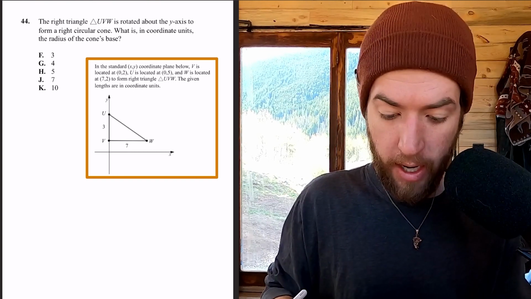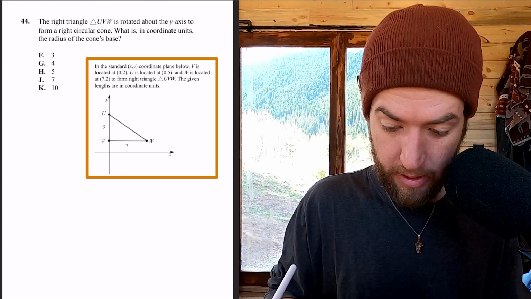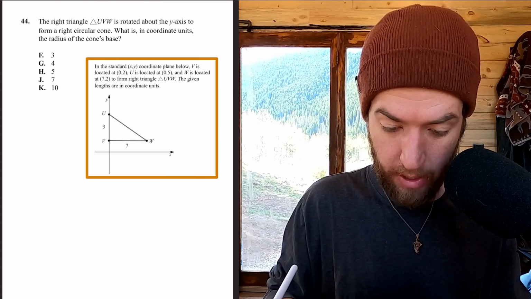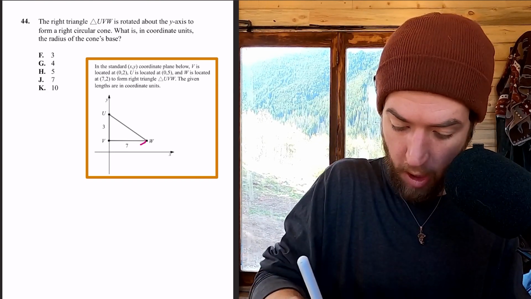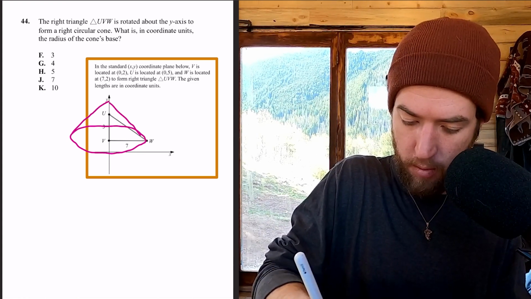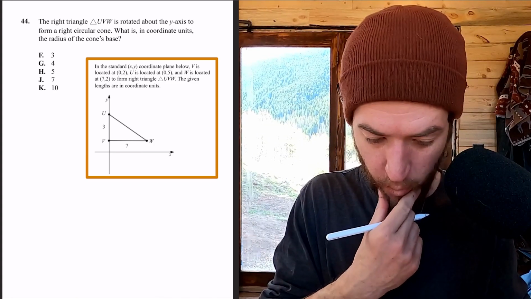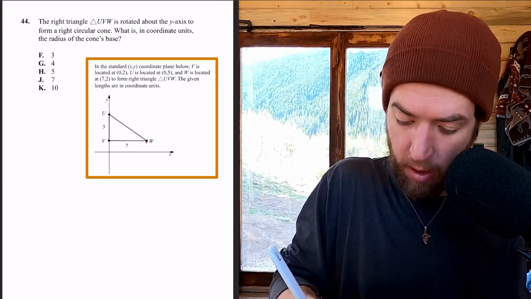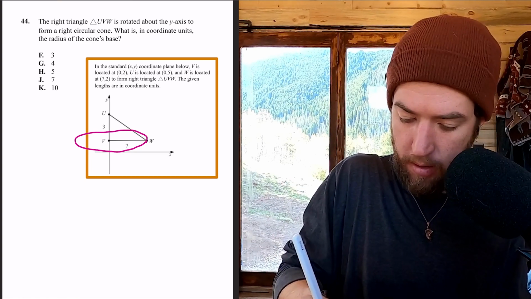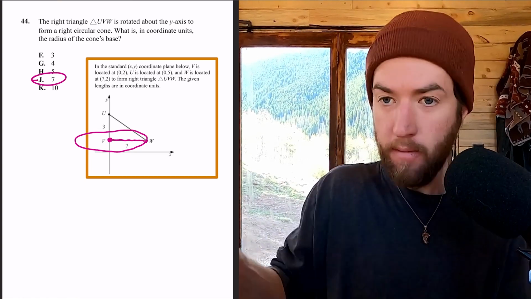All right, the right triangle UVW is rotated about the y-axis to form a right circular cone. Oh, nice. But anyway, we got a cone. All right. What is the radius of the cone's base? So again, we go all the way around. Then the radius is just this length right here, 7. Great. On to the next.